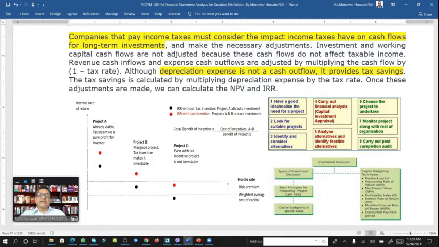The tax saving is calculated by multiplying depreciation expense by the tax rate. Once these adjustments are made, we can calculate the NPV and IRR.